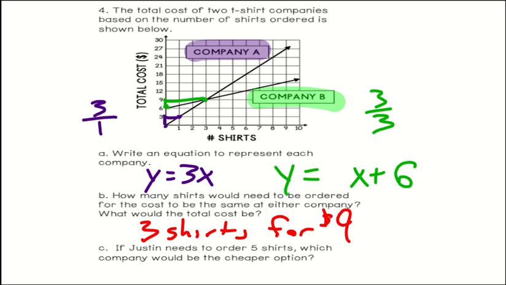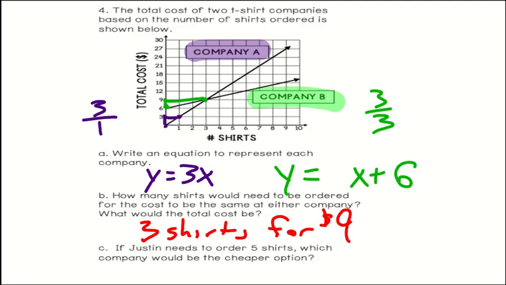That's then, if you have the graph, just paying attention to what the labels say. The x-axis was the number of shirts, so the x value is how many shirts. The y-axis was the total cost, so that's the money.